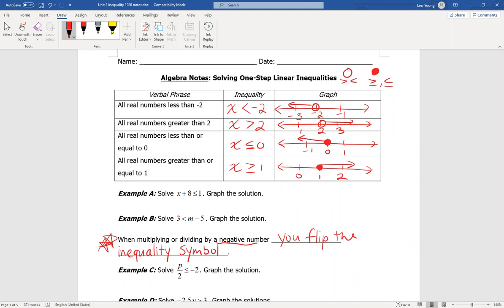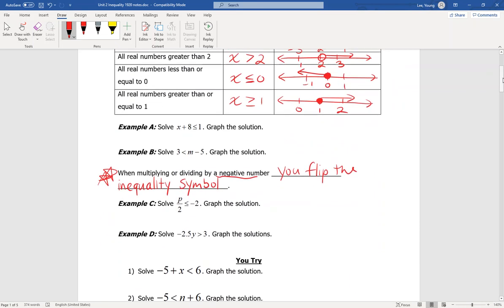All right, so we're going to do a quick review of how to solve these problems, okay? So we remember the steps. Again, same steps as solving equations. When we solve the equation, what was our goal? Yes, the goal to solve the equation is to isolate the variable. So we're going to do the same thing here. We're going to isolate x. In order to isolate x, we need to subtract 8 from both sides. So then x is less than or equal to 1 minus 8, which is -7.